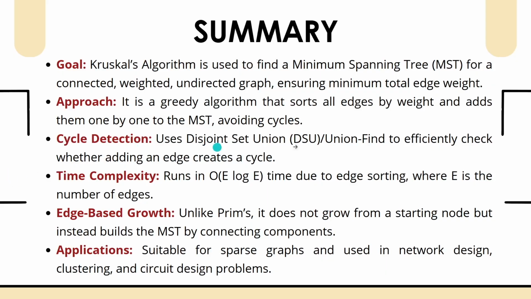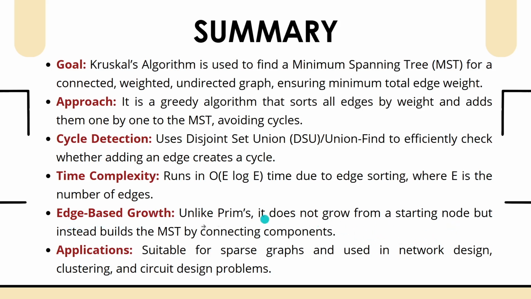And for cycle detection, we use the concept of disjoint set union, or union find operation, and that helps us to efficiently check whether adding an edge will lead us to a cycle or not. And then we analyzed the complexity of Kruskal's algorithm, and we learned that it runs in time of order e log e, and this time is mainly due to sorting of edges in order to pick an edge with the least cost.